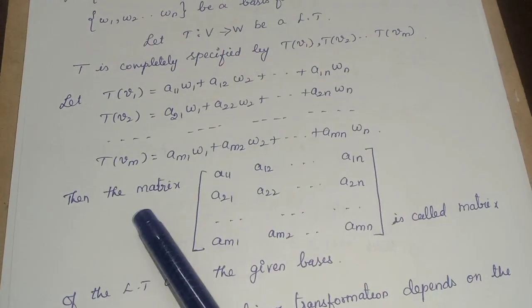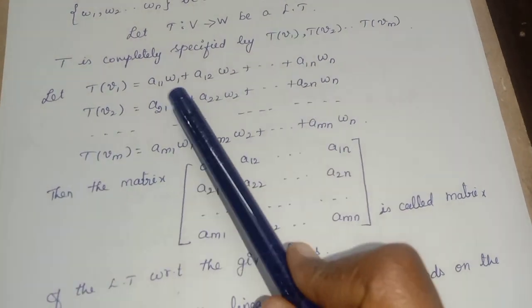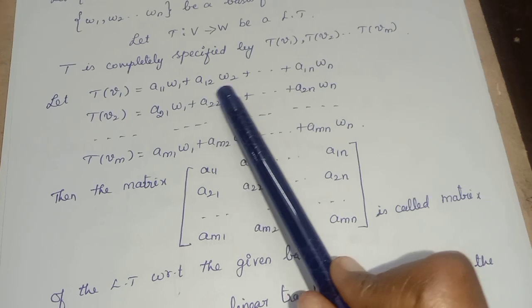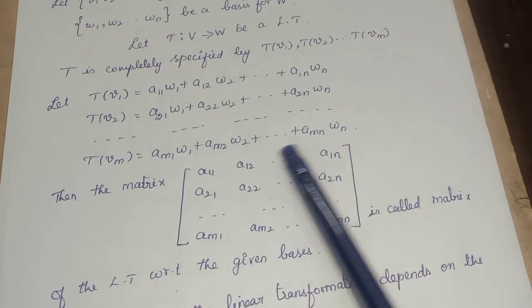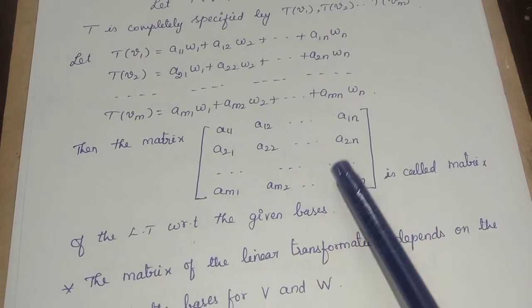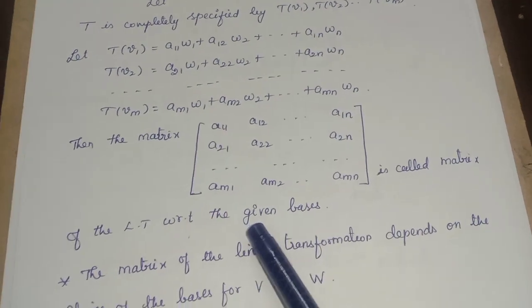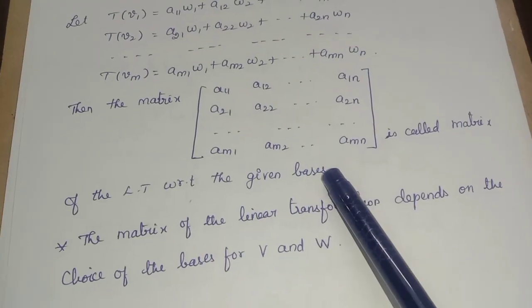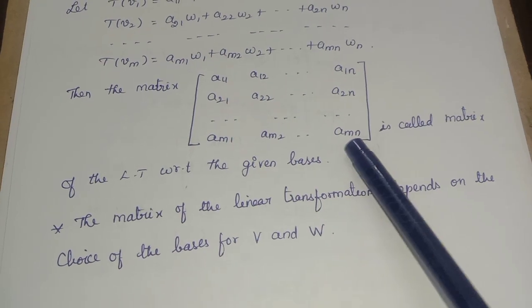Okay, so now I am going to write the matrix. See, write all the coefficients of W1, W2, etc., Wn. So this is a matrix I am getting. This matrix is called the matrix of the linear transformation with respect to the given basis. Okay, with respect to these two bases, this is the matrix of the linear transformation.